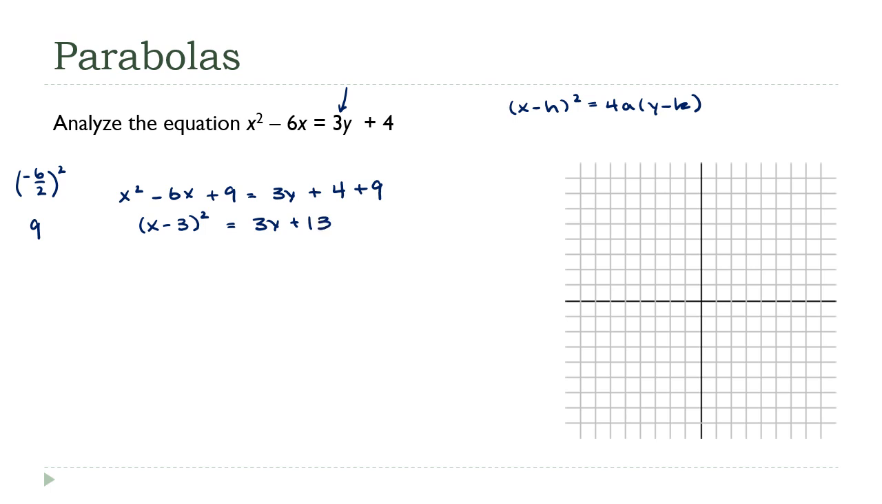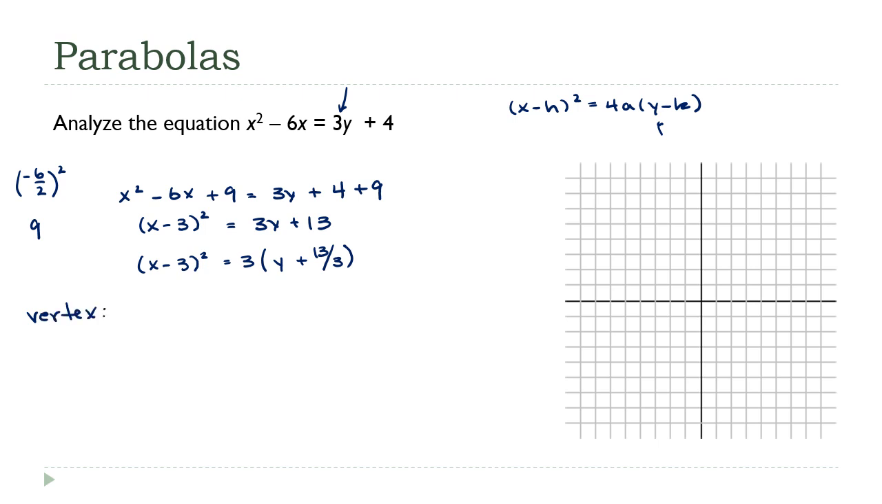All right, so this one is not going to be quite as nice over there on the right-hand side. So I need to get this y by itself. So whatever number is in front of the y, I don't care what it is, that's the number you're going to have to factor out of this thing. Right, so I'm going to leave the left side alone. That's x minus 3 squared. And if we pull the 3 out, this is 3 times y plus 13 thirds.